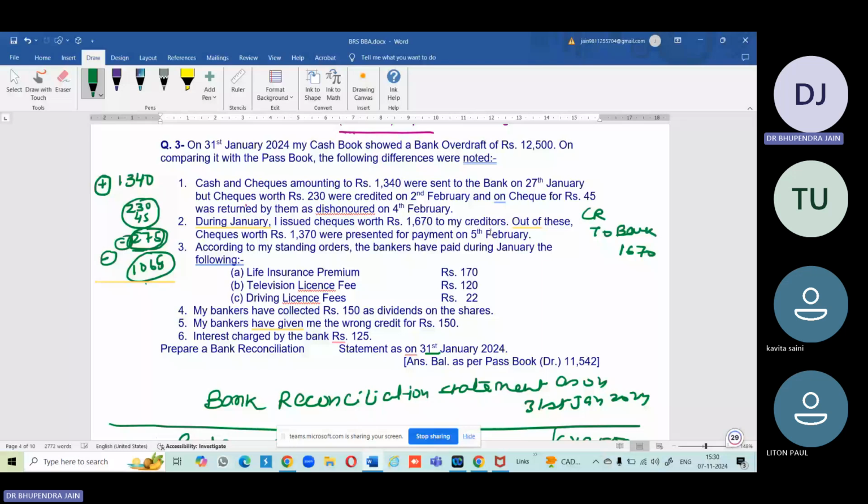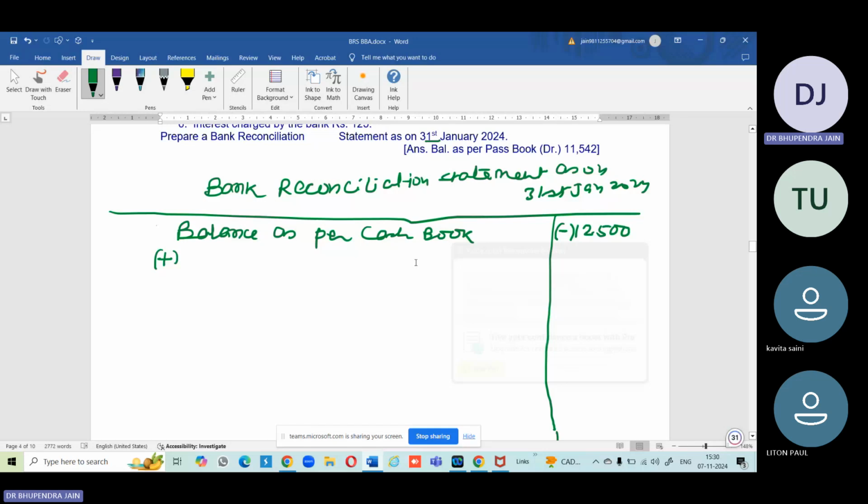So we have subtracted the amount of rupees 1,670, but the check worth rupees 1,370 was presented after 31st of January, so we have to add it back. Check issued but not presented on 30th Jan 2024. This is 1,370.